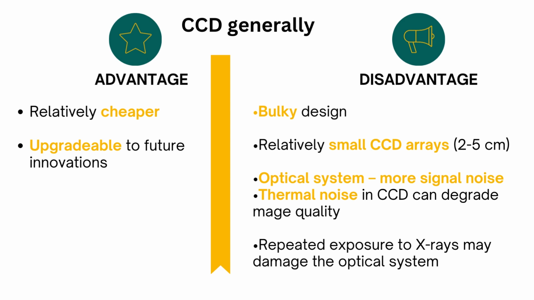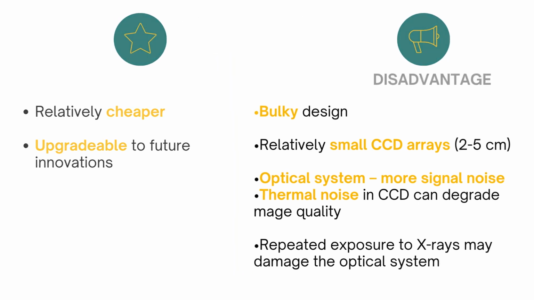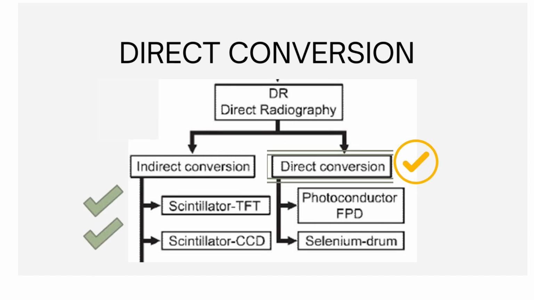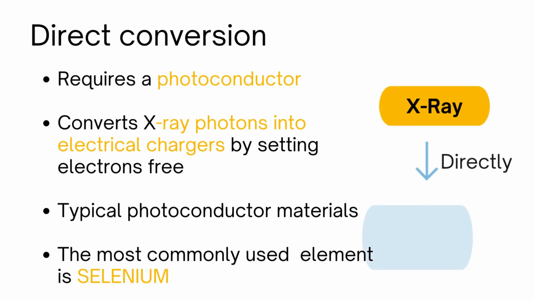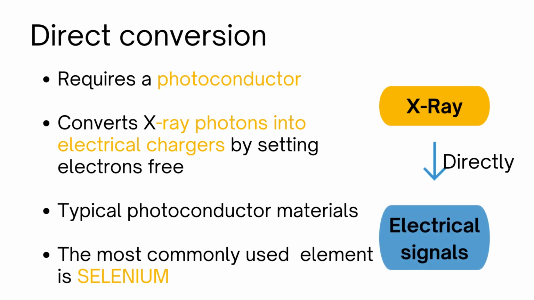We have some advantages and limitations of CCD generally. Let's now take a look at direct conversion. It requires a photoconductor to convert X-ray photons into electrical charges by setting electrons free. The typical photoconductor materials include amorphous selenium, lead iodide, lead oxide, thallium bromide, and gadolinium compounds. The most commonly used element is selenium.